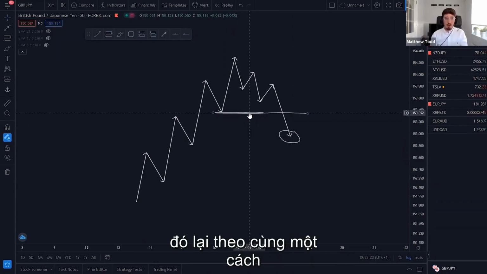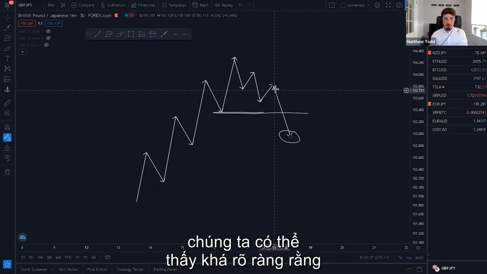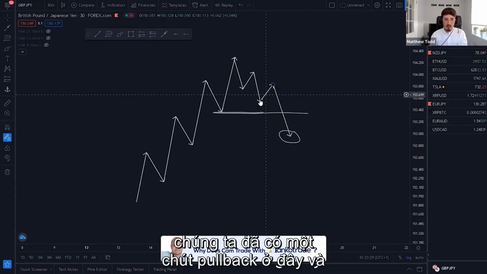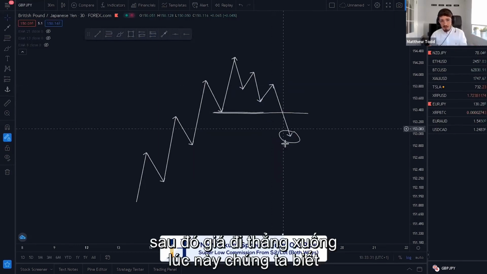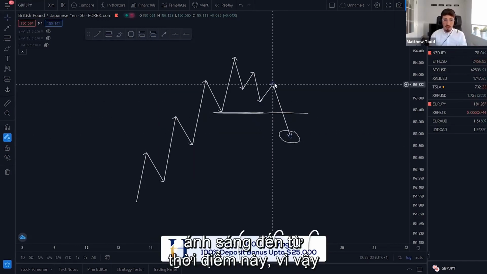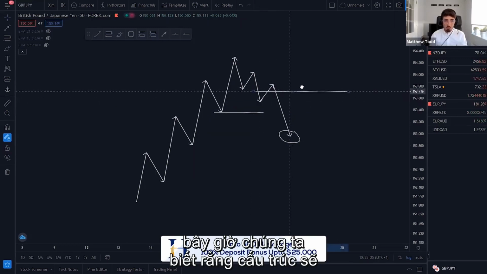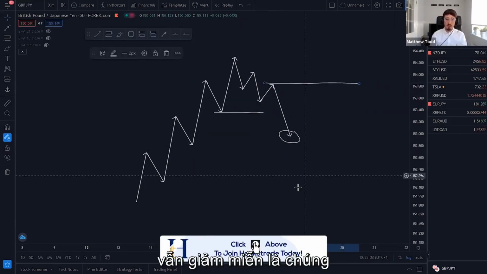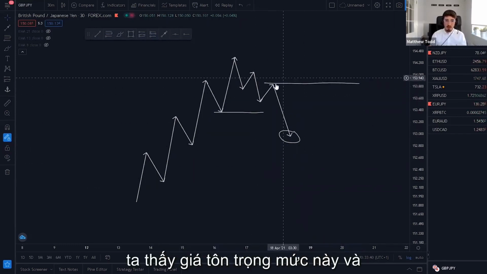And then again, same way, where did that leg originate from? Where did it come from? Well, we can quite clearly see that we've had this little pullback in here and then the drive down. So we know that the leg came from this point. So we now know that structure will remain bearish as long as we respect this level.